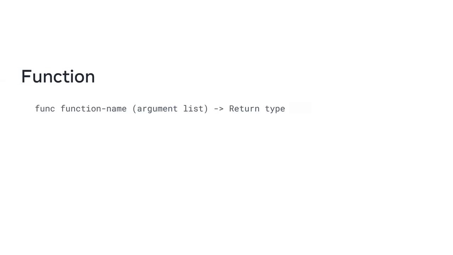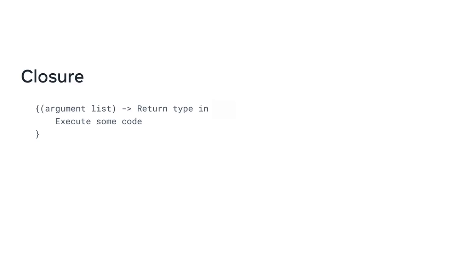Recall that a function consists of a declaration using the keyword func followed by the function name, then arguments list, and a return type. Then the code to be executed in a pair of curly brackets. Well, a closure is similar, except it begins with the open curly bracket, then the argument list followed by the return type with the keyword in. Finally, the code block to be executed is inside a set of curly brackets. Notice that the closure does not have a name. It's because of this that they are said to be anonymous.